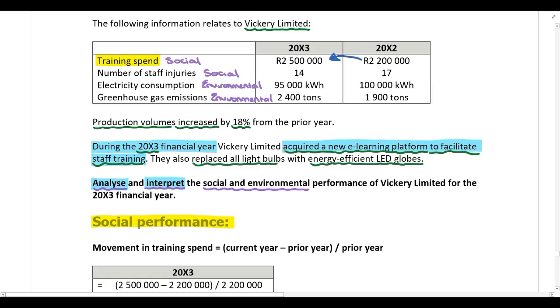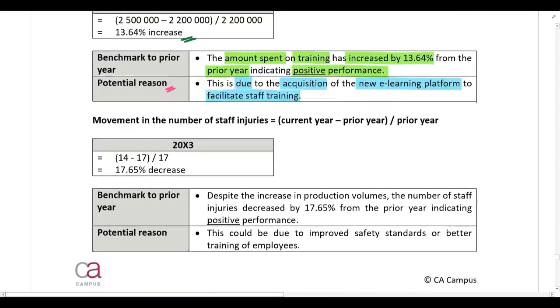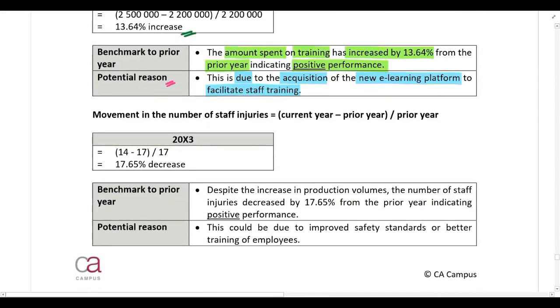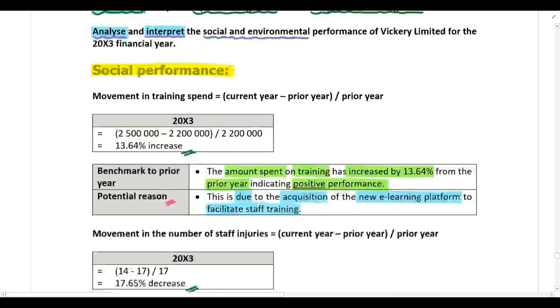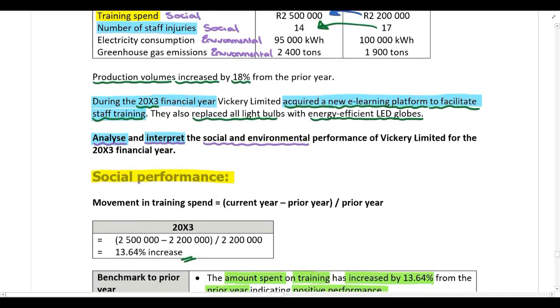Then next, we are going to calculate the movements in the number of staff injuries from the prior year to the current year. And this decreased by 17.65%. So obviously, if the number of staff injuries is decreasing, that indicates positive performance. And especially because production volumes are increasing, guys, we know that production volumes increased by 18% from the prior year.